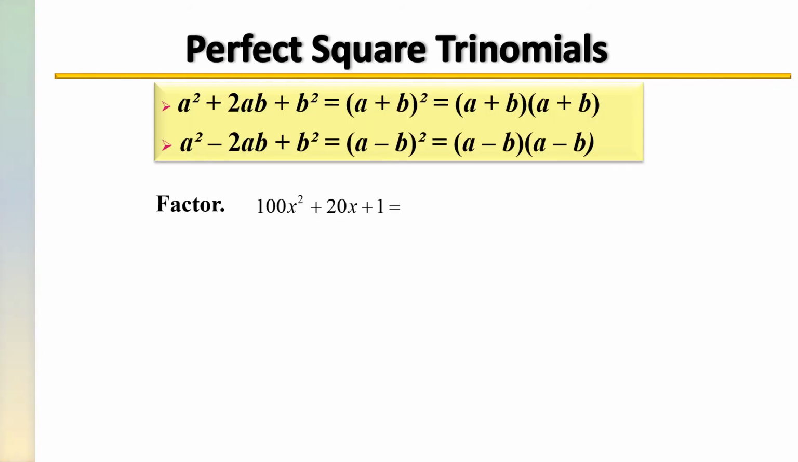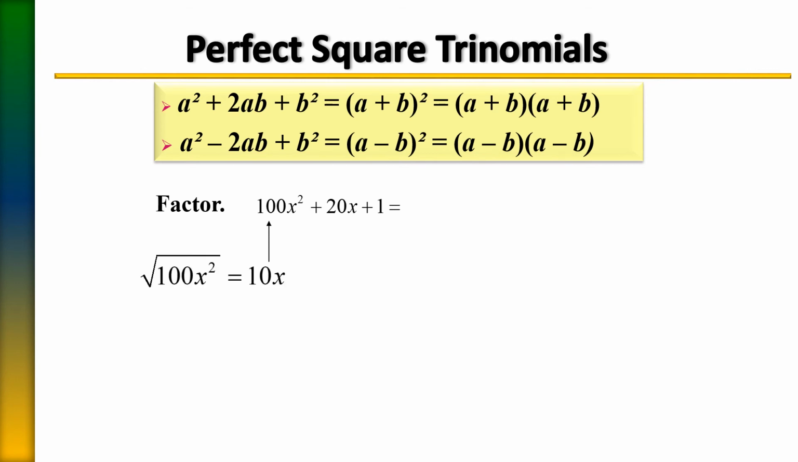So let's go ahead and solve this one. So if you look at the first term, that is a perfect square. The last term is also a perfect square because the square root of 1 is 1. What is the square root of 100x squared? If you said 10x, that is correct.